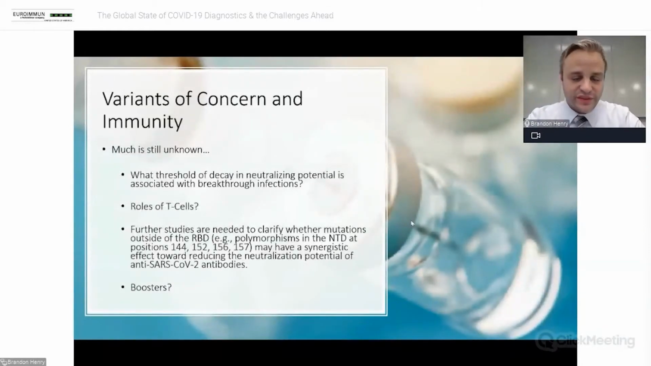We also need further studies to really clarify whether mutations outside of the receptor binding domain. So we talked about how spike has the different parts, and we have S1, S2, and on S1 we have the receptor binding domain. How mutations outside of that receptor binding domain in the spike may have a synergistic effect towards reducing the neutralization potential of anti-SARS-CoV-2 antibodies. And finally, what role do boosters play? How do boosters help in protecting us against variants?